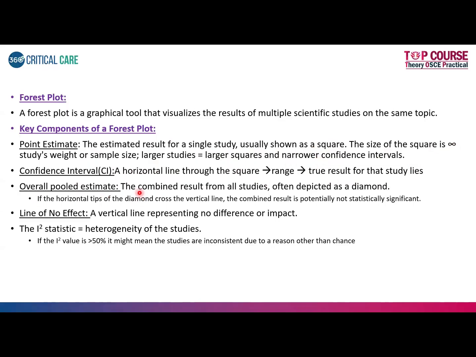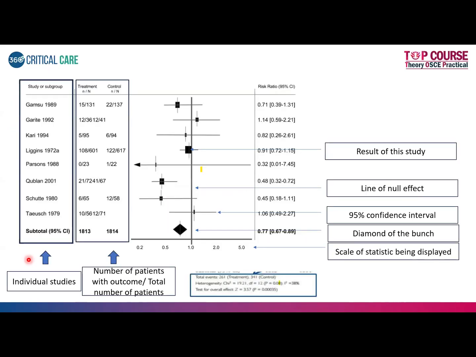The overall pooled estimate, the combined result from all the studies, is depicted as a diamond below, and if the horizontal tips of the diamond cross the vertical line, then the result is not statistically significant. The line of no effect is a vertical line in between, which has no difference or impact. And last but not the least, the heterogeneity of the studies is depicted by I square. If I square is more than 50%, it means the studies are inconsistent due to reasons other than chance. So when you have these types of questions in the exam, just make sure you give examples.